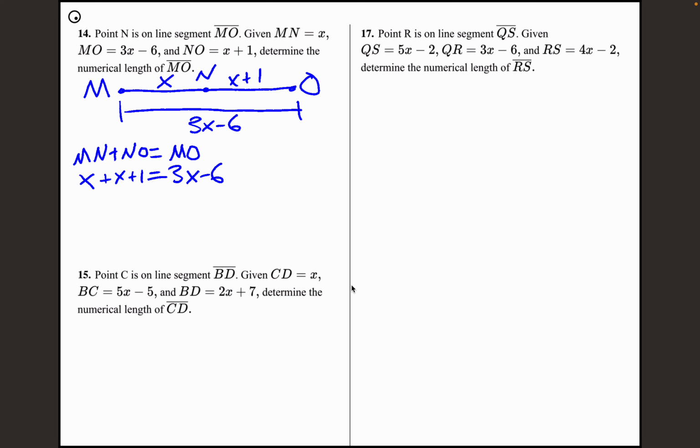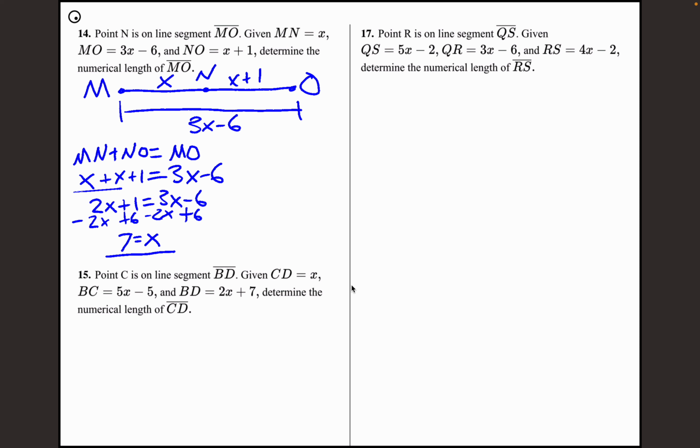We're going to combine like terms. We have two x's on the same side, so we add those together. That gives us 2x plus 1 equals 3x minus 6. Now we can simplify and solve. We add 6 to both sides, and we subtract 2x from both sides as well. When we add 1 plus 6, that is 7. And that equals 3x minus 2x, so 3 minus 2 is 1, which just gives us x. So we have x equals 7, or 7 equals x.